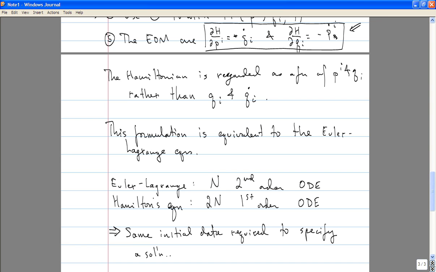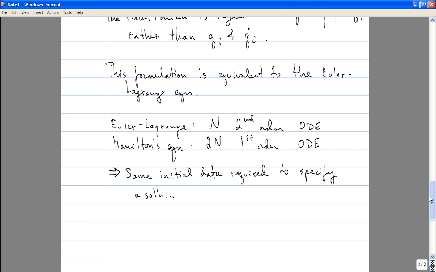So in the Euler-Lagrange equations, you have n second-order differential equations, so you need 2n pieces of initial data, the initial positions and their time derivatives. In the Hamiltonian formulation, you have 2n first-order differential equations, so you need 2n pieces of initial data, the initial values of the qi's and the initial values of the pi's. Same initial data, just a different way of writing it.